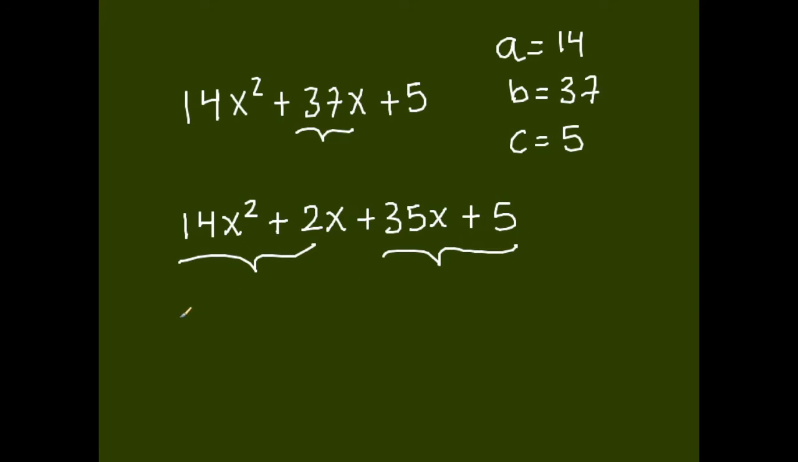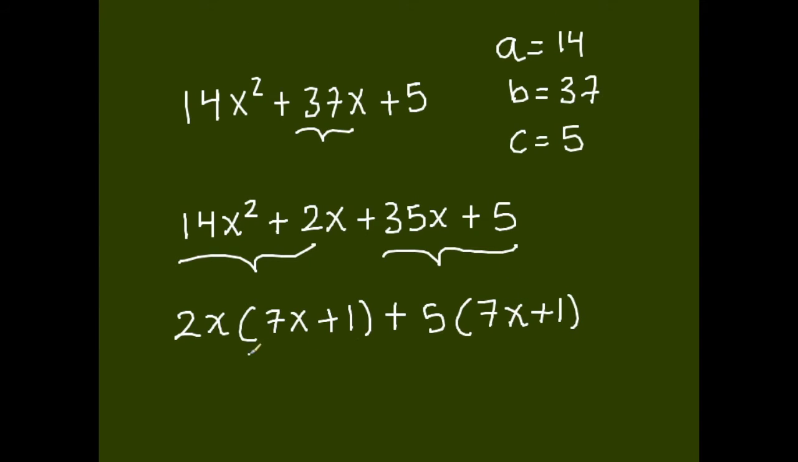Here we can factor out a 2x. 2x times what gives me 14x squared, just 7x. 2x times what gives me 2x, just 1. Plus, here we could pull out a 5. 5 times what gives me 35x, just 7x. And 5 times what gives me 5, just 1. And notice now both terms have 7x plus 1 as a common factor. So we could pull that out, and notice what remains is 2x plus 5.